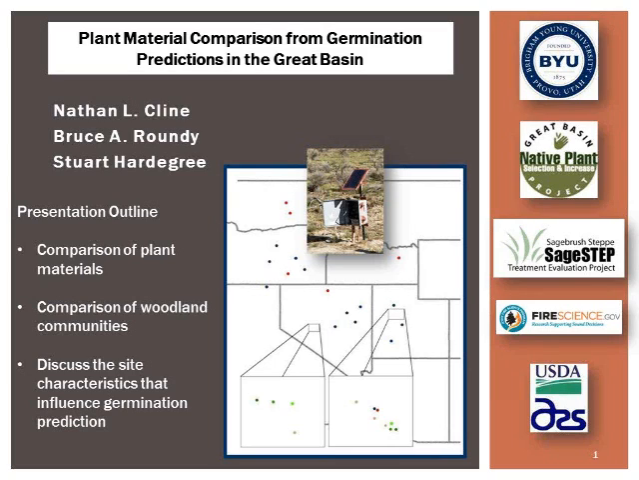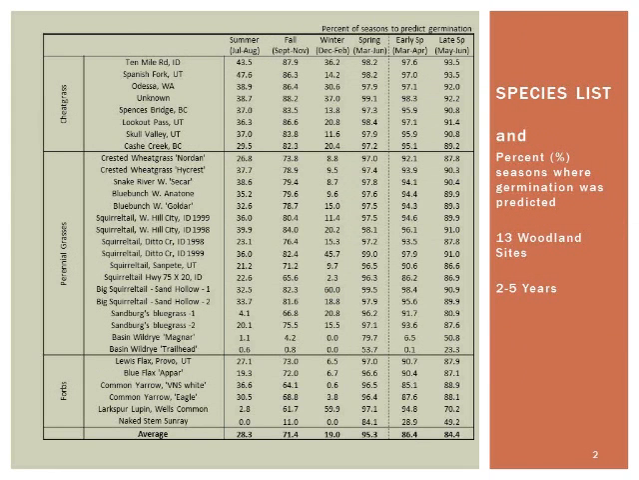I'll first start with a comparison of plant materials. Then we'll talk about a comparison between those 3 woodland communities, and then I want to discuss the site characteristics that influence germination prediction. So I'm going to jump right into this.